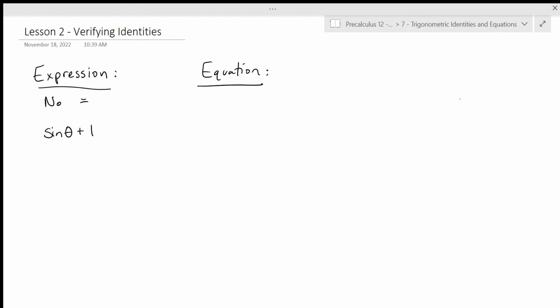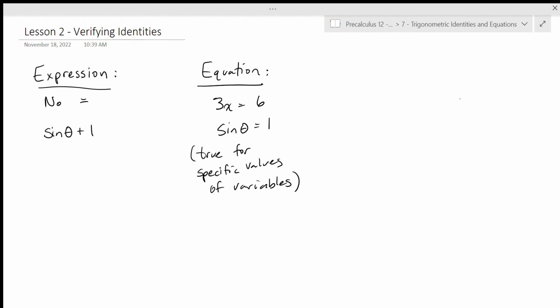Okay, an equation. An equation is something like 3x equals 6 or sine theta equals 1. An equation is true for specific values of variables. So an identity is something like x plus 1 equals 2x plus 2 divided by 2, or tan theta equals sine theta over cosine theta.